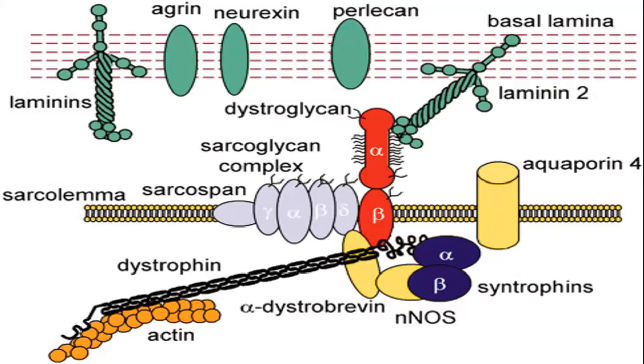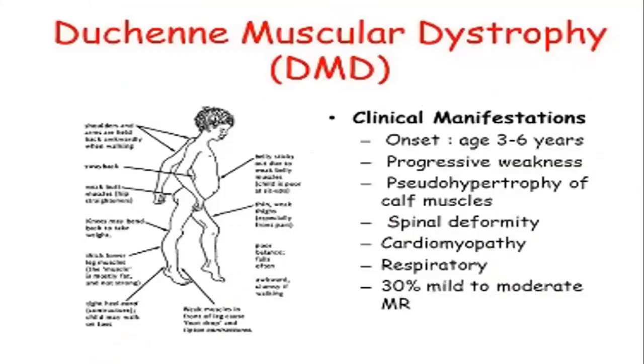The dystroglycans are in turn associated with a complex of 4 transmembrane glycoproteins: alpha, beta, gamma, delta sarcoglycan. This dystrophin glycoprotein complex adds strength to the muscle by providing a scaffolding for the fibrils and connecting them to the extracellular environment. Now we will come to some abnormalities with this protein, that is muscular dystrophy.